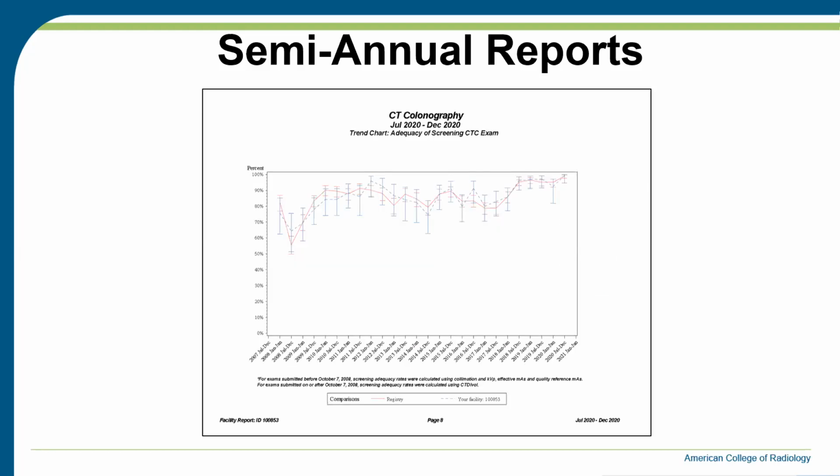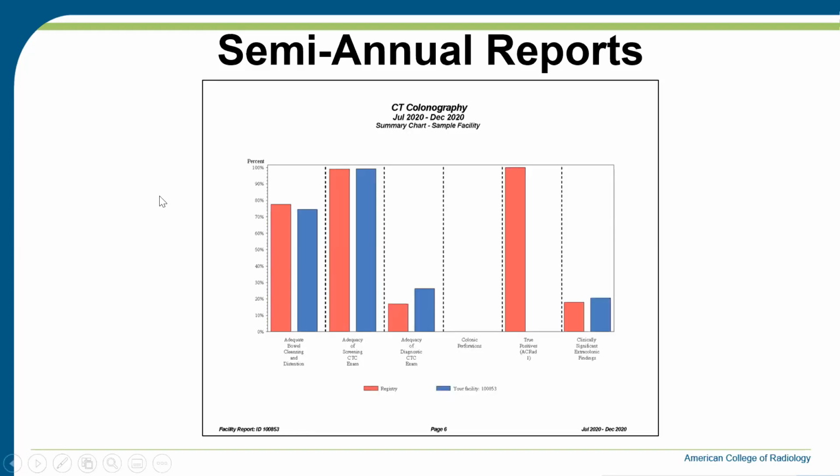Additionally, on the left-hand, I'm sorry, Zach, could you go back, please? Sorry. On the left-hand side of this screen, you can see where we've got information for your site, as well as the rest of the registry data about adequacy of bowel cleansing and distension, which we get from the C-score, as well as the adequacy of screening and diagnostic exams.